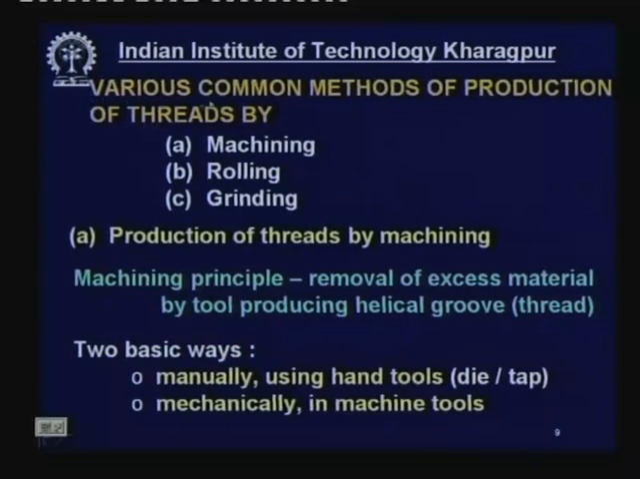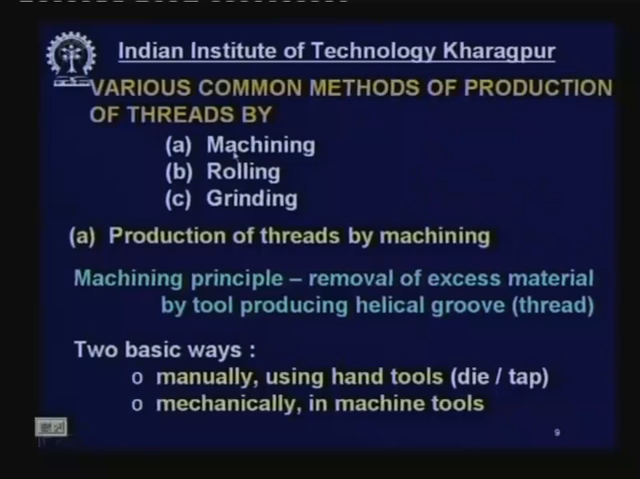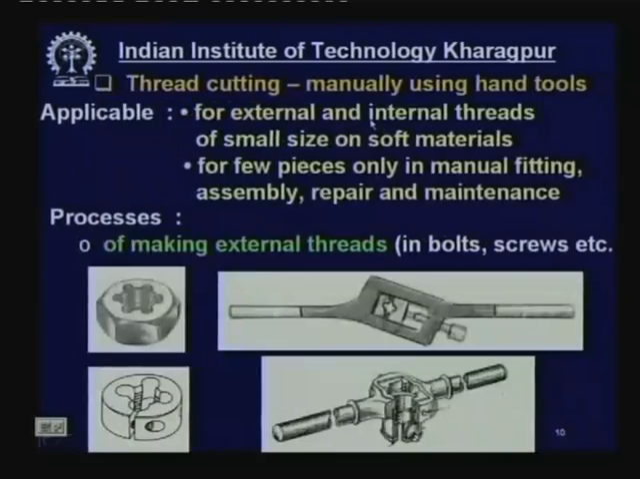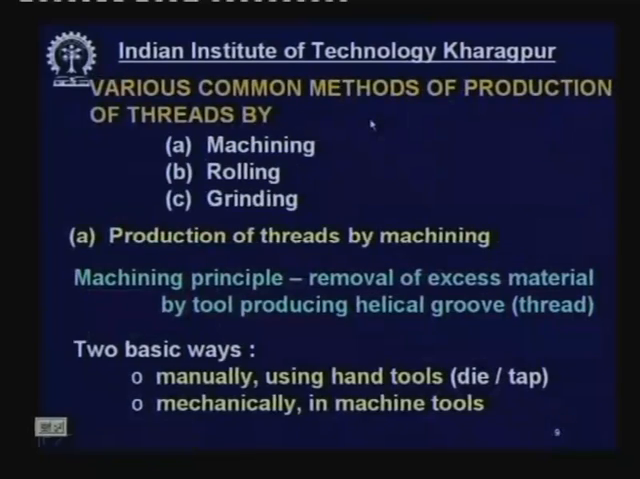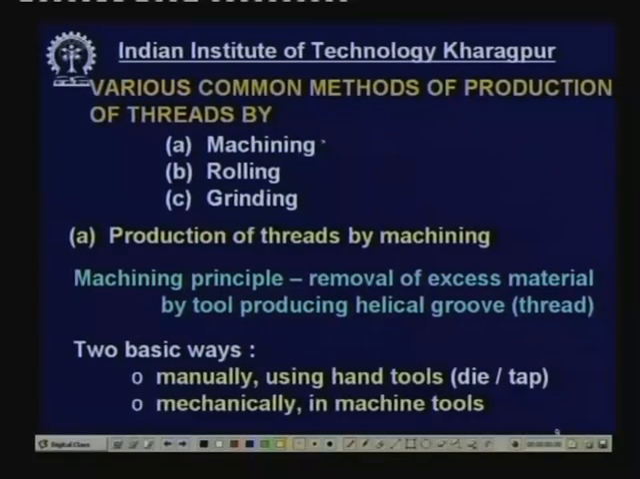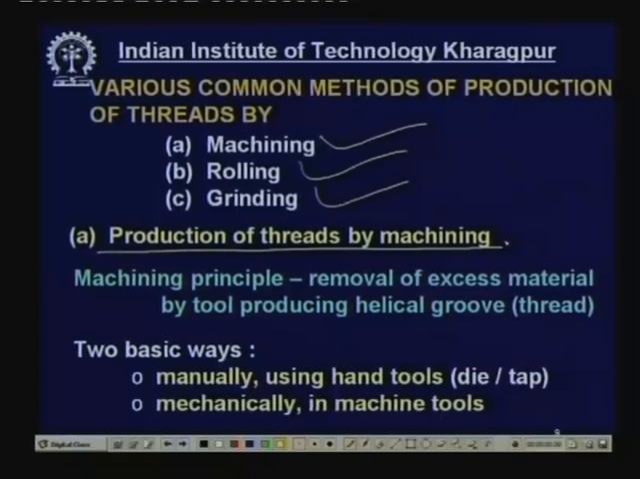Now, various common methods of producing threads. We shall discuss in more detail with a diagram as well as a description, but we shall remain confined to machining, rolling and grinding. We shall not discuss in detail the other methods, only these three which are very, very common. 99% of threads are produced by these three methods. Okay. Now, let us come to production of screw threads by machining. Let us start with a removal process.